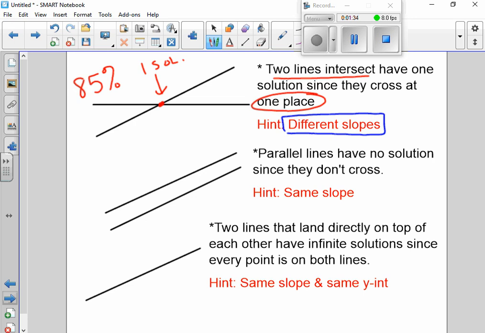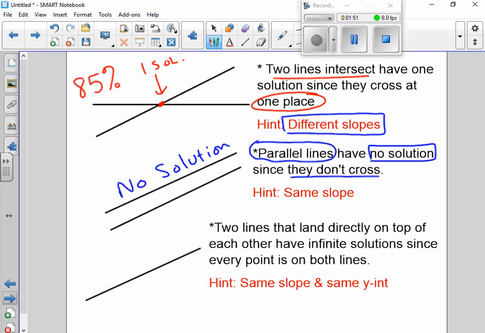Now, this you already know. You know that parallel lines don't cross. Well, that means that they have no solution because they don't have a point where the two lines intersect. So this would be an example of no solution. You're probably going to have a good 10% of your problems that will look like that.